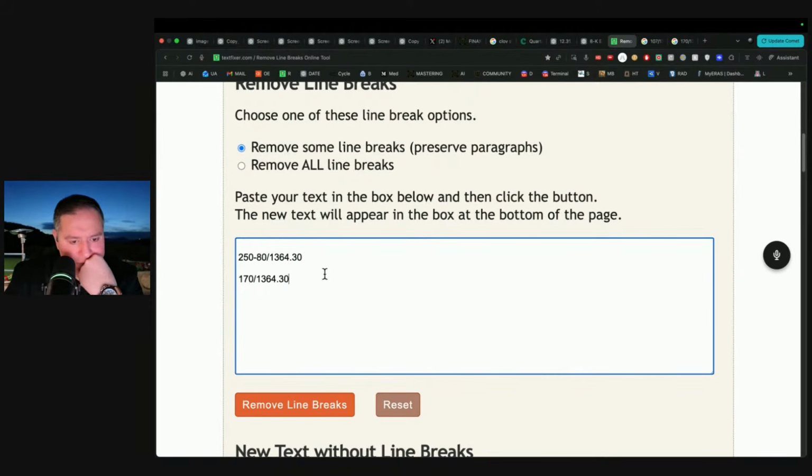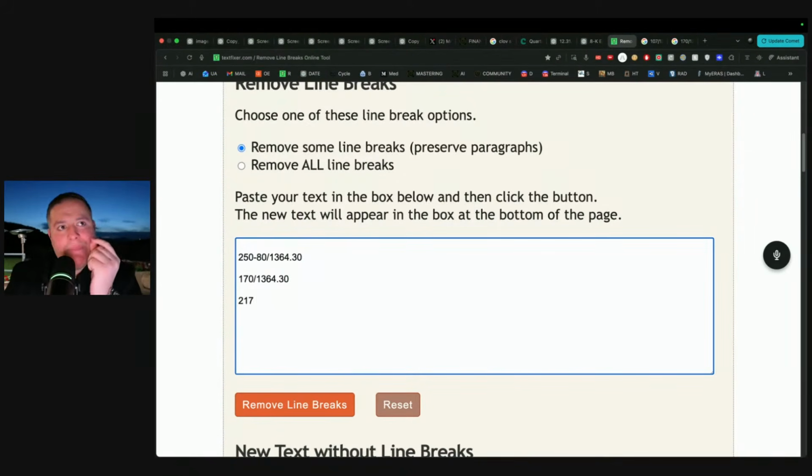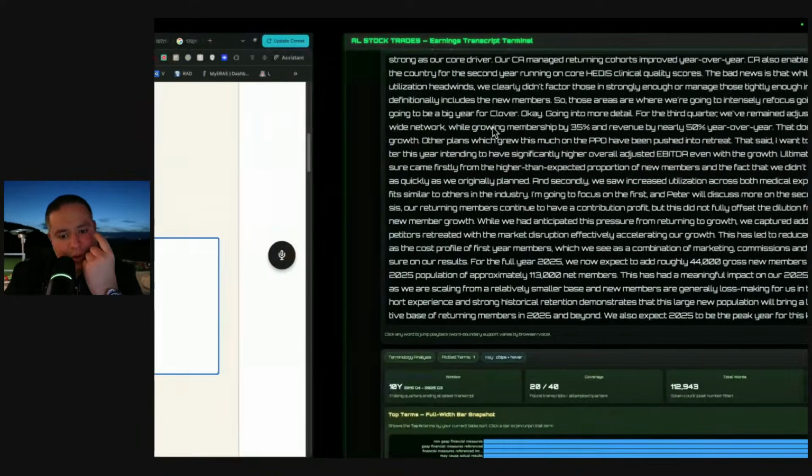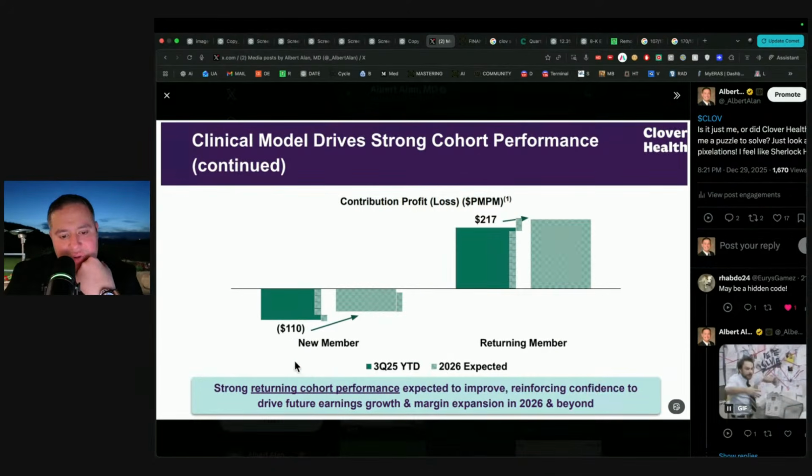So if you want to figure out returning members, which they basically gave us, is 217. The question now is, why did returning members go down? That's the question we have to ask ourselves. Why did returning members go down? Because returning members used to be 245. And you might say, oh, because of the growth. Well, that's not right, because they split new members versus returning members. The question is, why did returning members go from 245 to 217? That's the question you have to ask yourself.